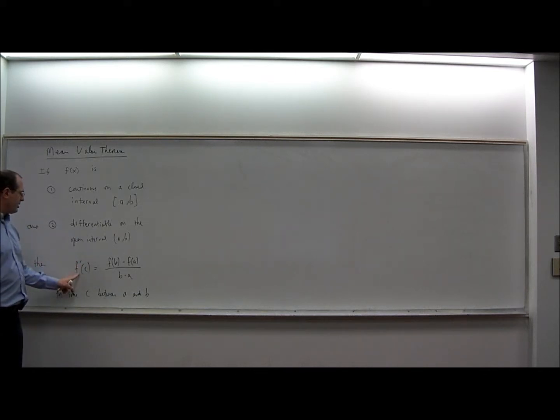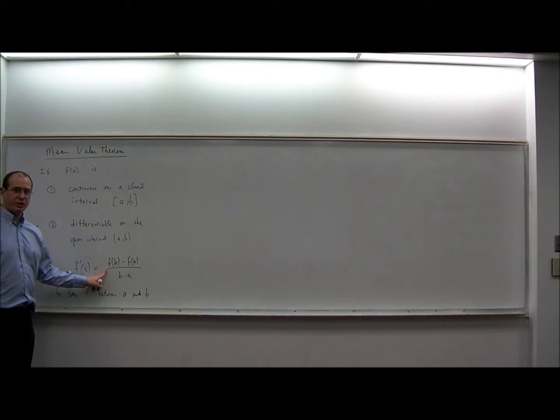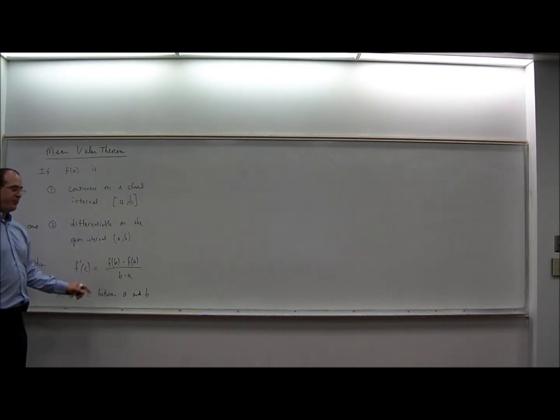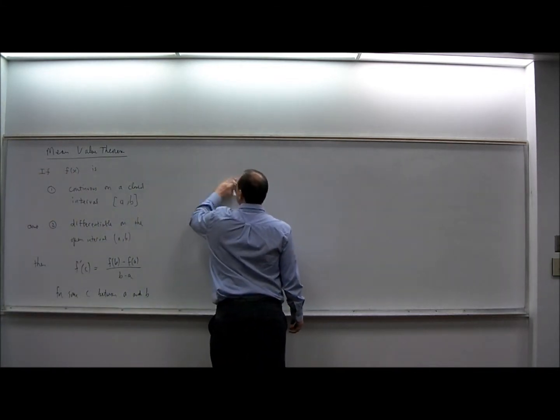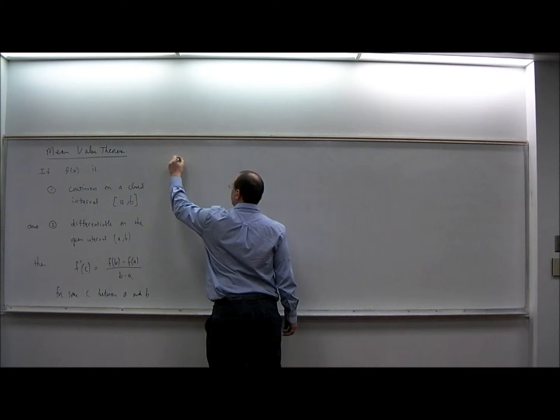So this is saying the instantaneous rate of change at some point c, somewhere between a and b, will equal the average rate of change of the function, the mean rate of change. So the instantaneous rate of change at this value will give you the mean rate of change, the mean value theorem. And there's a nice graphical representation.